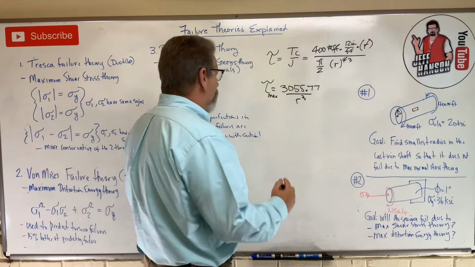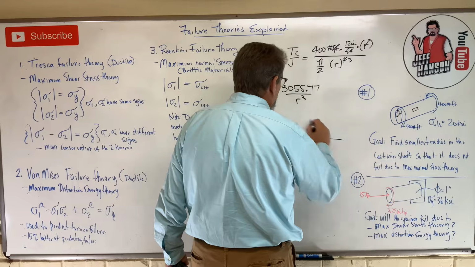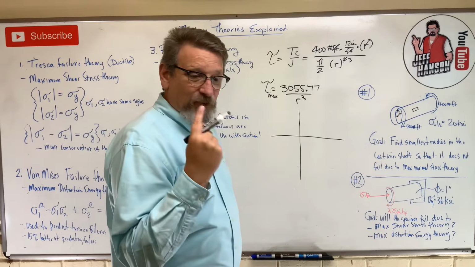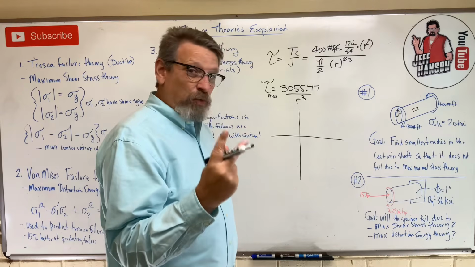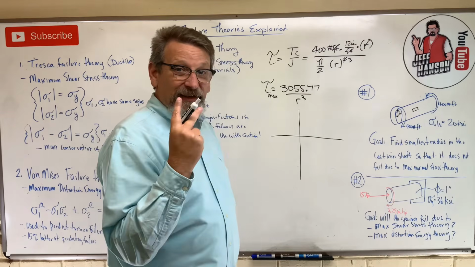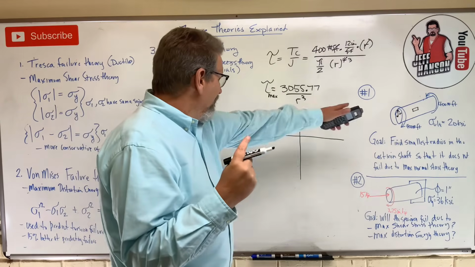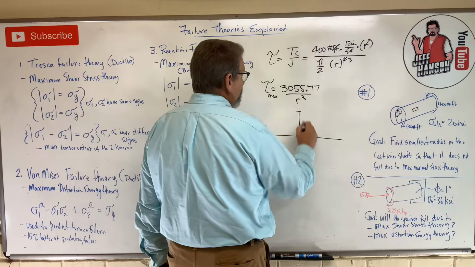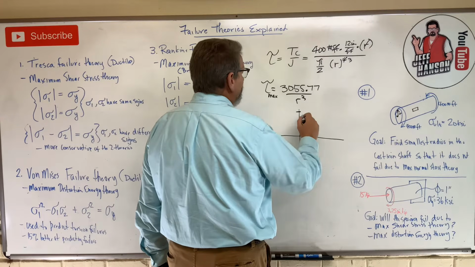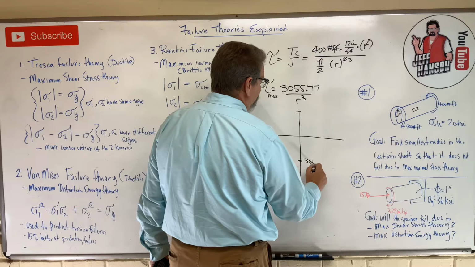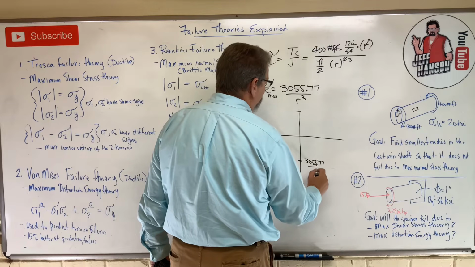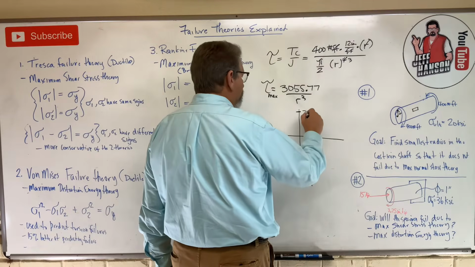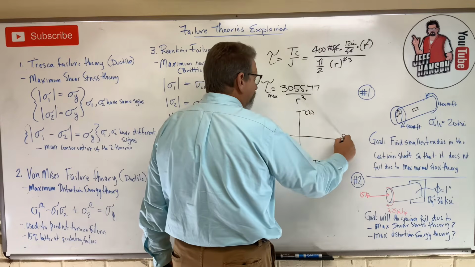Now, if we were to draw Mohr's circle, okay, we already said there was no sigma stress, there was no MC over I, there was no P over A, which means what? That sigma is 0 for that guy, all it has is shear stress on it, right? So all it has is a number here and a number there, right? Which is, that number is 3055.77 over r cubed, right? Remember, this is tau positive down here, this is tau negative up there, this is sigma, right?